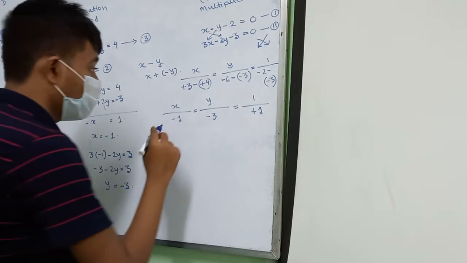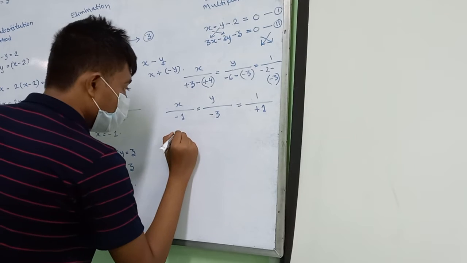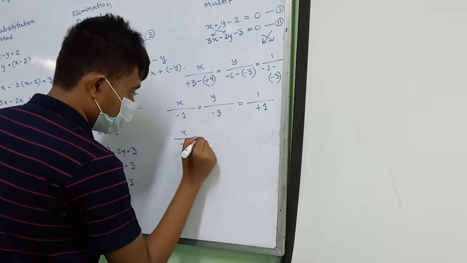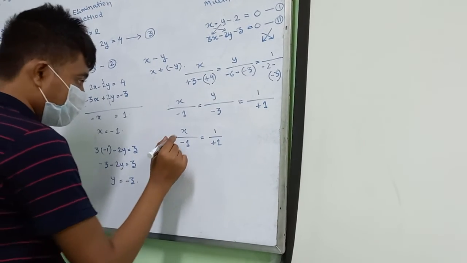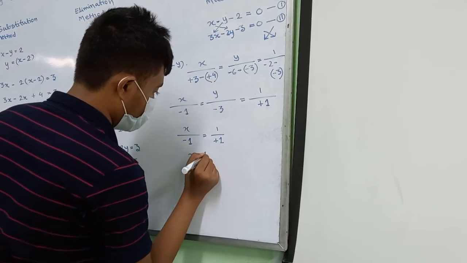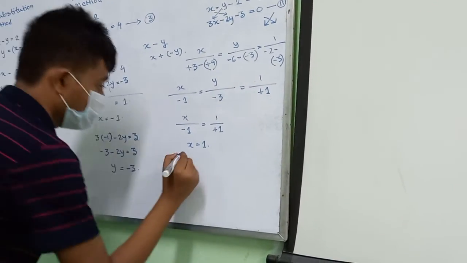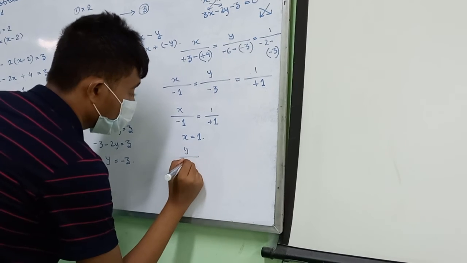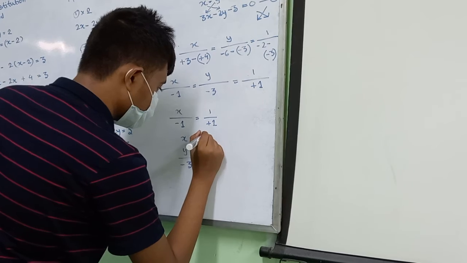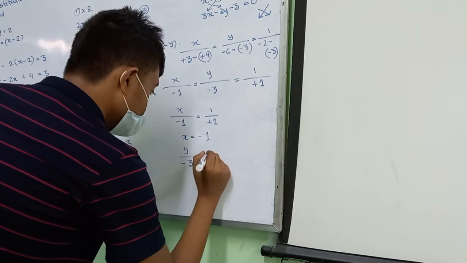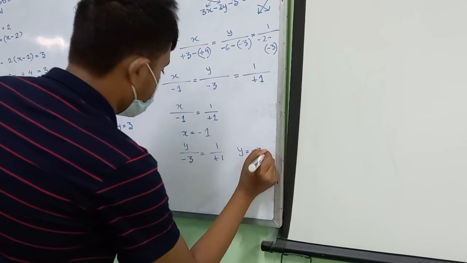Now we have to equate this portion and this portion for the first case. So let's write. From this equation we can easily get x equals -1. And for the second case we have to equate the y term and this constant term, which is 1. So y equals -3.